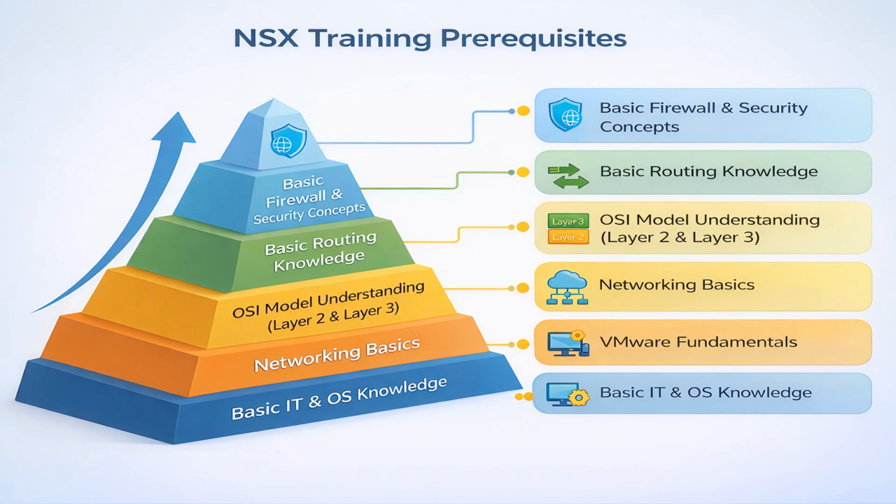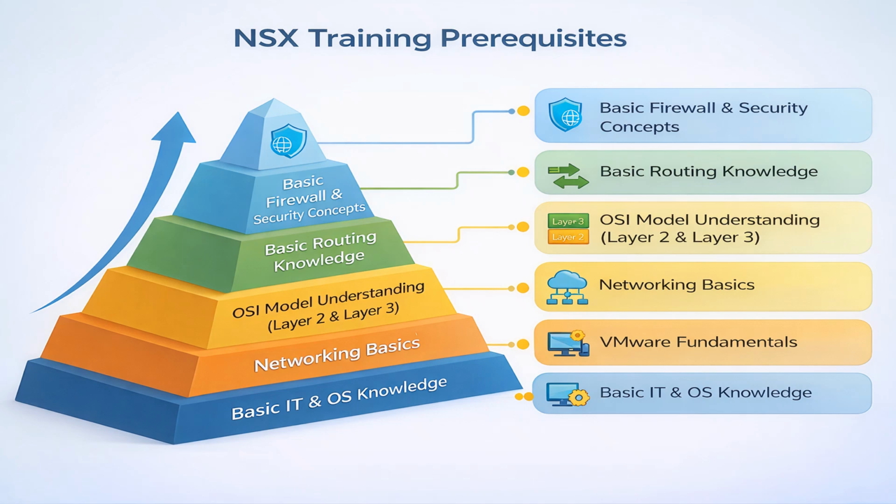Next layer is networking basics. This includes knowledge about IP addressing, different classes of IP addressing, subnetting, then VLAN and how traffic flows in a network. On top of that, you see the OSI model, right? Understanding the OSI model, especially layer 2 and layer 3, is very important. Here NSX works heavily around switching and routing. So knowing the difference between L2 and L3 from the OSI layer perspective is very important.